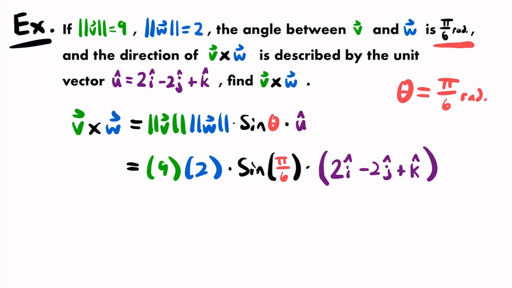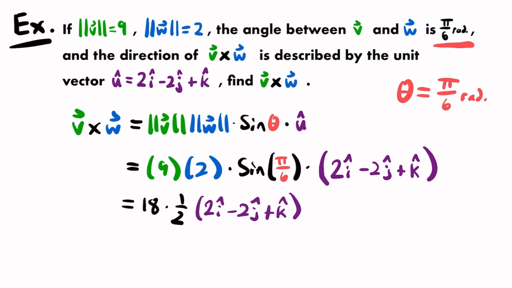So let's do that. 9 times 2 is 18. So this is equal to 18 times sine of pi divided by 6. You might have that memorized and know that it's 1/2, but if not, just plug it in your calculator. Sine of pi divided by 6 is 1/2, and then we're still multiplying that by this unit vector. So write that down again. 2i minus 2j plus k.